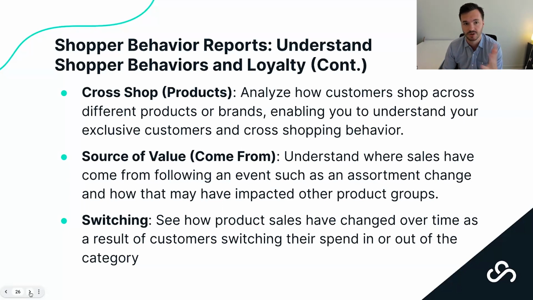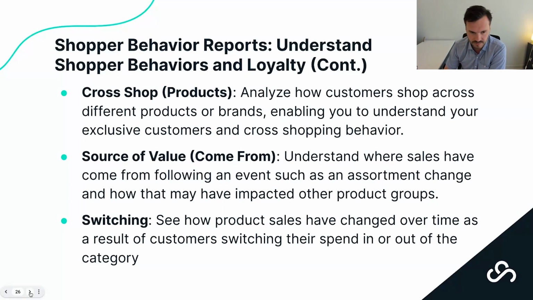Cross-shop products, you're analyzing how customers shop across different products or brands, enabling you to understand your exclusive customers and cross-shopping behavior. Source of value is you're basically going to the source of the sale following an event such as an assortment change, and making inferences about how that can impact other product groups. And then switching is you can see how product sales have changed over time as a result of customers switching their spend in or out of the category.